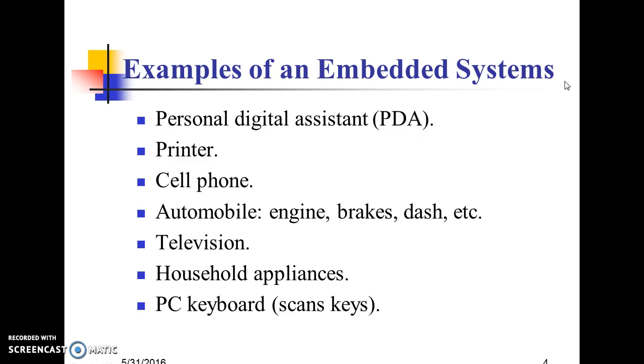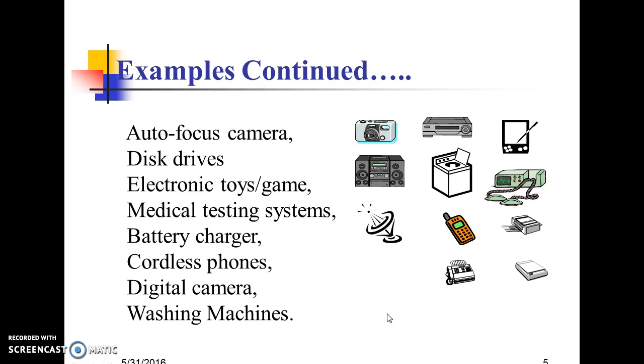Examples of embedded systems: personal digital assistant (PDA), printer, cell phone, automobile engine, brakes, dash, etc. Television, household appliances, PC, keyboard, scan keys. Autofocus cameras, disk drives, electronic toys, games, medical testing systems, battery charger, cordless phones, digital camera, washing machines.